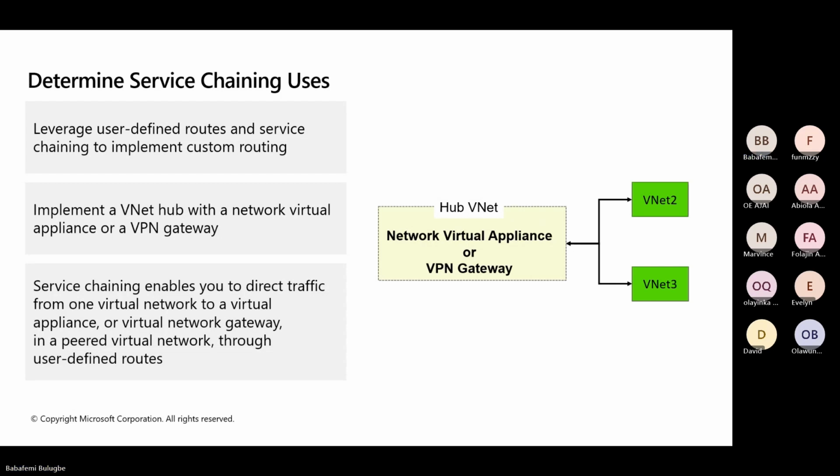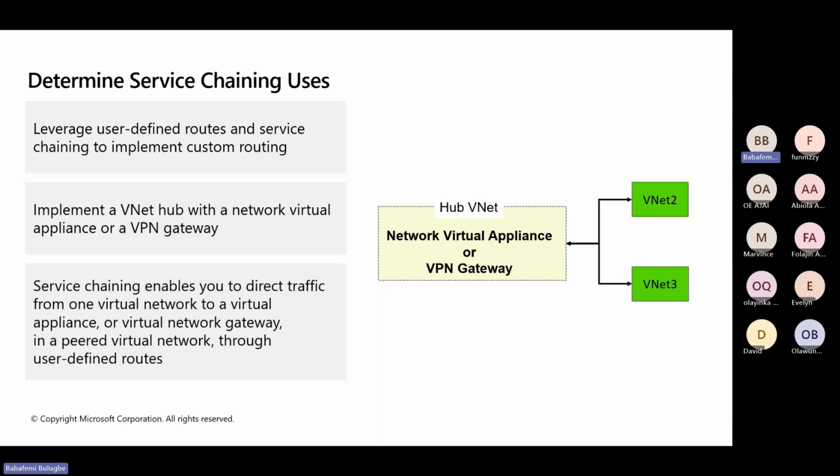So here, the user determines which path the traffic needs to go to, which appliance needs to be the one to take the traffic after we have received the traffic within our virtual network. And that's what the service chaining is all about.